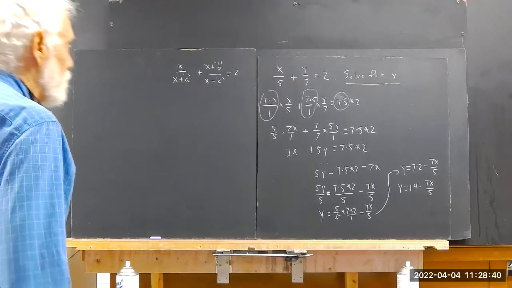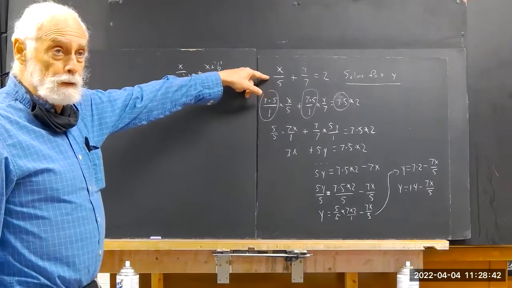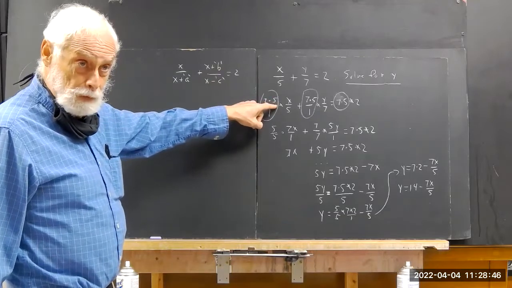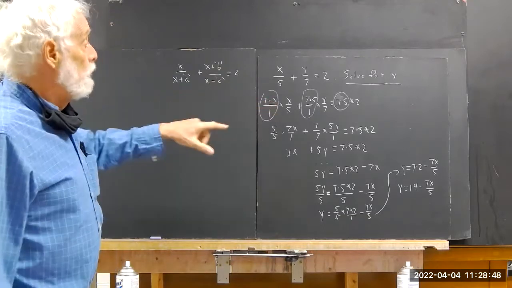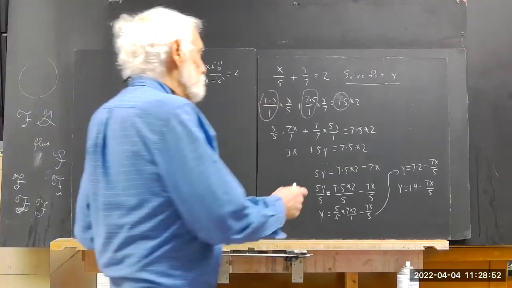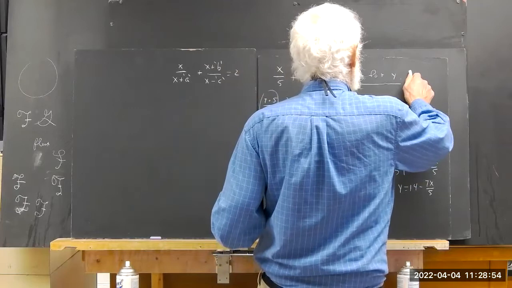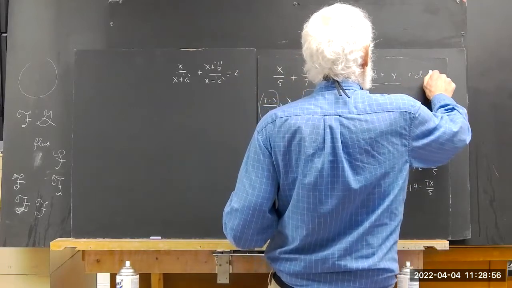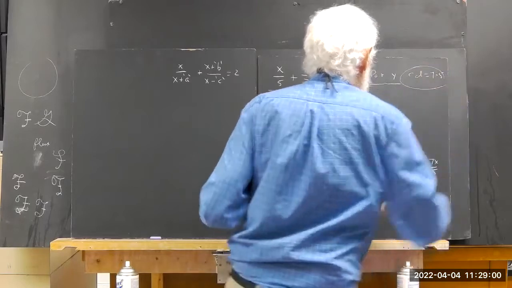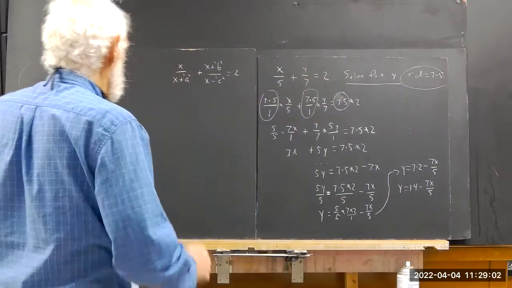Okay. Now, what's the first thing I did over here? I identified my common denominator, which is 7 times 5, right? Over here, I'm going to identify my common denominator. So over here, I could have written my common denominator. I'm going to do that over here.